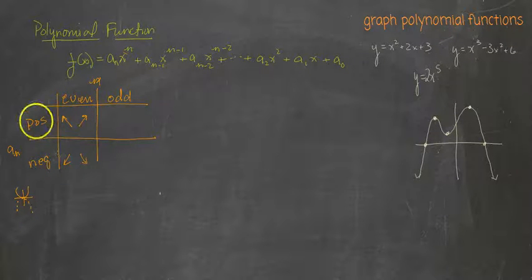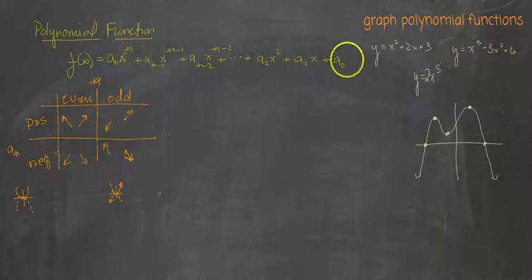If n is odd, like a cubic function, the end behavior looks like this, goes up on the right and down on the left. And if a sub n, the leading coefficient, is negative, then this function would flip over and be the opposite. So already we have some understanding of what's going to happen to some generalized polynomial function.